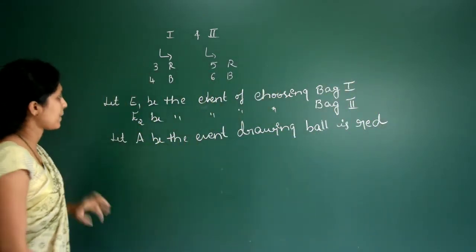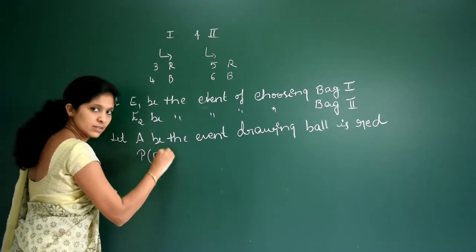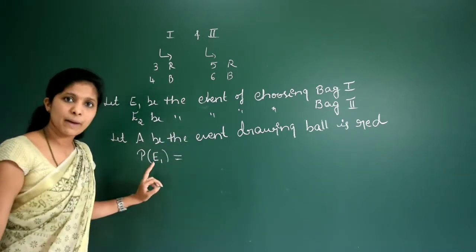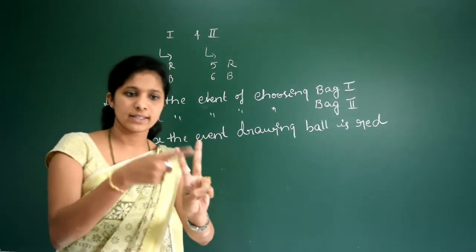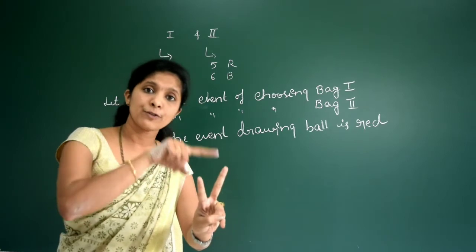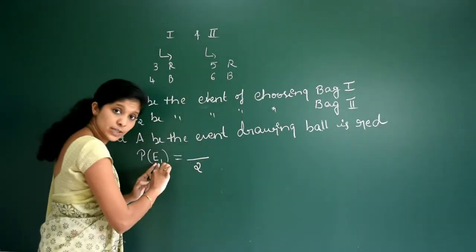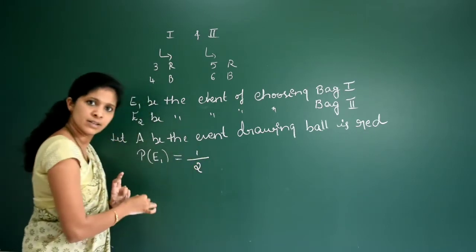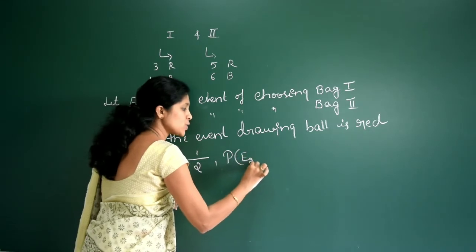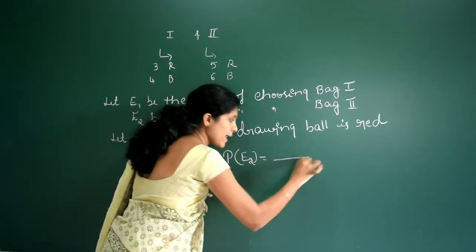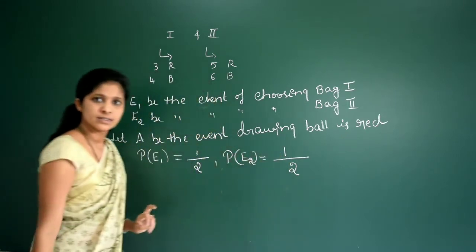Now, what is the probability of E1? What is the probability of choosing bag 1? Can you say how many bags are there? 2 bags are there, E1 and E2. Probability of choosing bag 1 among the 2 bags will be 1 by 2, right? Similarly, probability of E2, probability of choosing bag 2. There are 2 bags, and choosing the bag second will be 1 by 2, right?